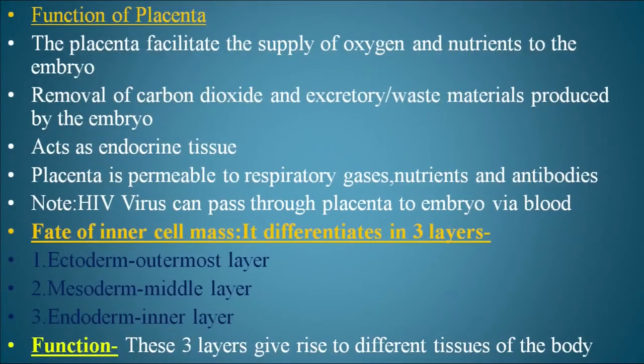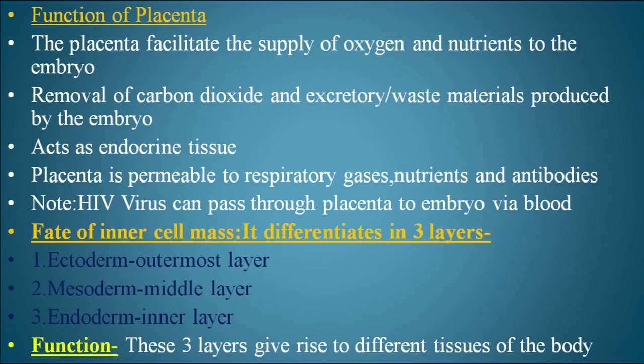Now, what is the function of the placenta? The placenta facilitates the supply of oxygen and nutrients to the embryo, and the removal of carbon dioxide and excretory waste material produced by the embryo. It acts as endocrine tissue, and the placenta is permeable to respiratory gases, nutrients and antibodies. The HIV virus can pass through the placenta to the embryo via blood.